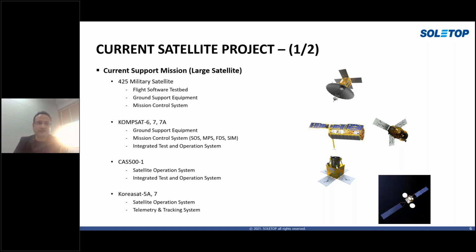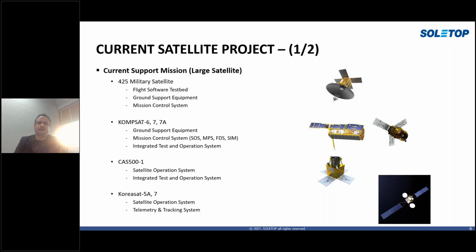So 425 military satellite is a very important satellite for Korea. It's very confidential, but in future, it's going to be a major satellite launch from Korea. It will involve flight software, test bed, ground support equipment, mission control system will be provided by Soletop, and we have experts of great experience and talent since almost 20-25 years in this field of work, and we take the pride in having such amazing talent.